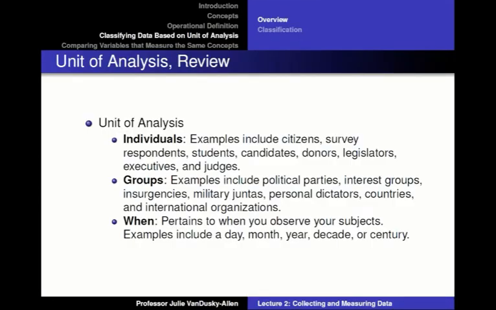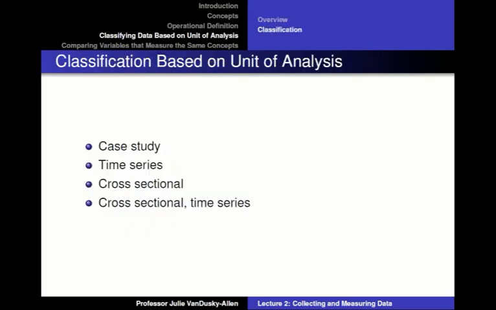After we write our operational definition and collect our data, we can classify what kind of data or variable we have. This classification will be based on our unit of analysis. Recall that the unit of analysis tells you who or what the variable applies to, which groups or individuals, and when those groups or individuals existed. Based on the unit of analysis, you can classify your data set or variable as either a case study, cross-sectional, time series, or cross-sectional time series variable or data set.